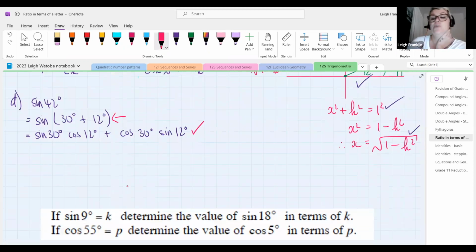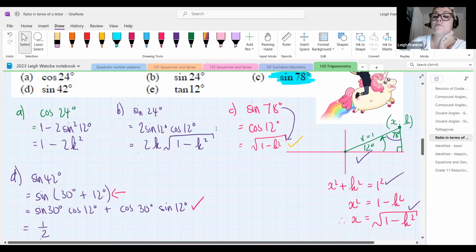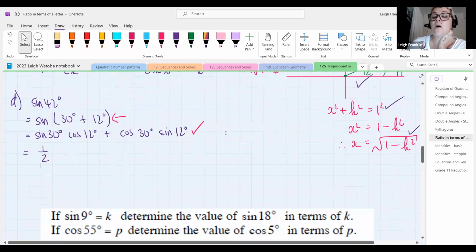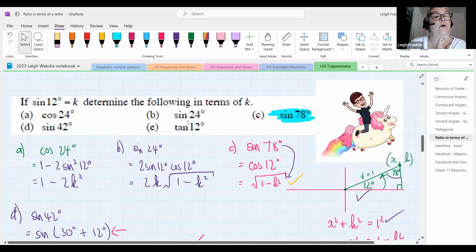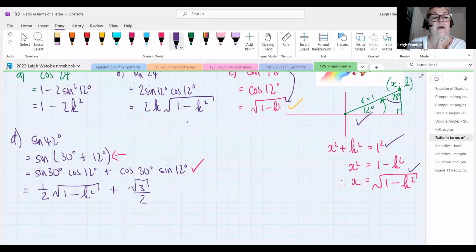Okay. And then as you had said, using our special angles, the sine of 30 is a half. The cos of 12 was our root 1 minus k squared. And the cos of 30 is root 3 over 2. And the sine of 12 was k.